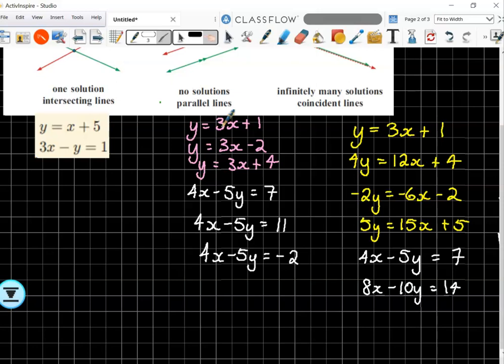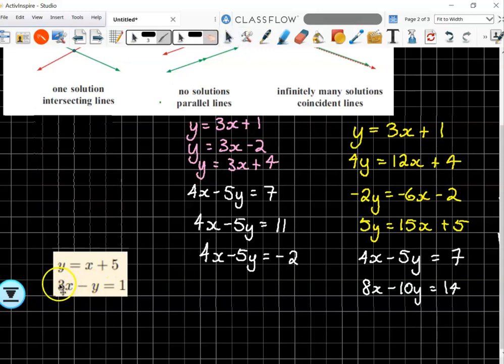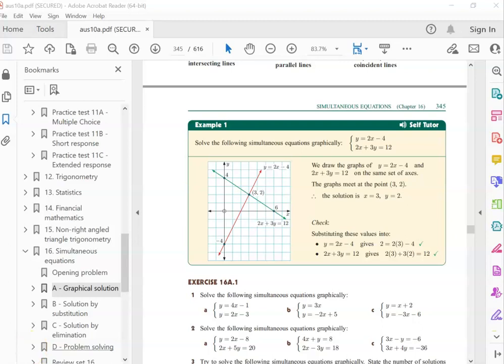So if they're neither of those things, then like so, right? Slope of this is 1. If I rearrange this, that's going to have a slope of 3, so definitely not parallel, and also they're not infinitely many solutions. What are we going to do with this? So one way to solve where these two lines intersect is to graph them.